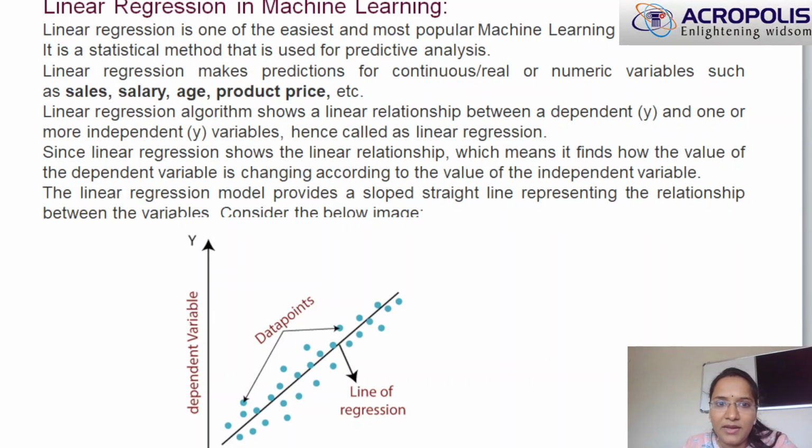I'm here with the topic linear regression in machine learning. First of all, let us try to understand what is linear regression. So linear regression is the easiest and the most popular machine learning algorithm. It is a statistical method that is used for predictive analysis.